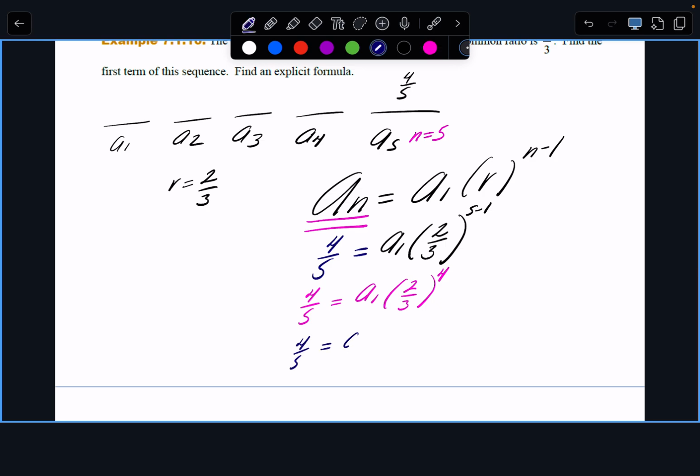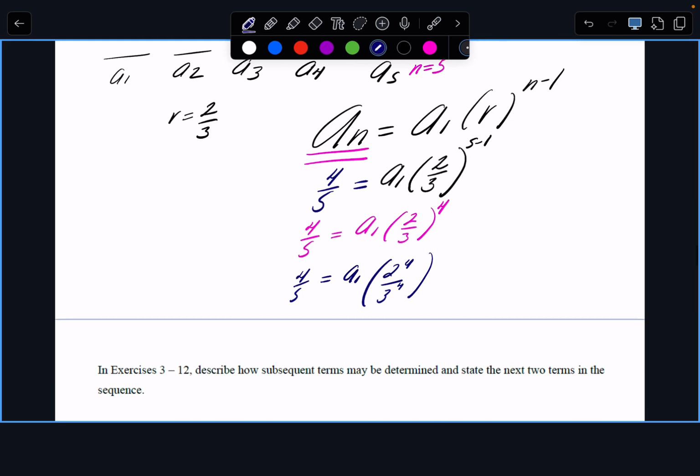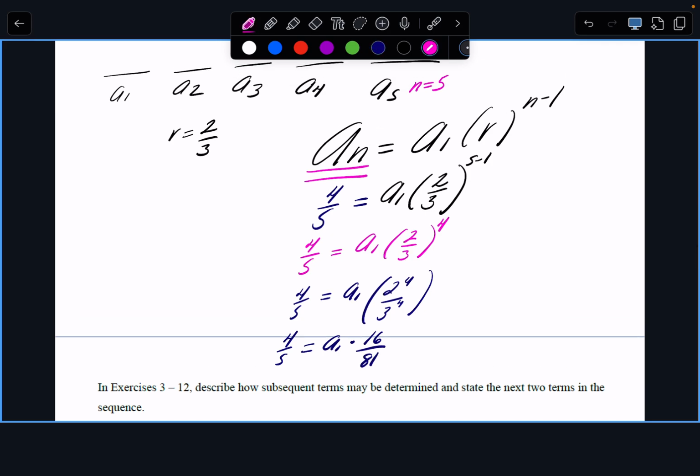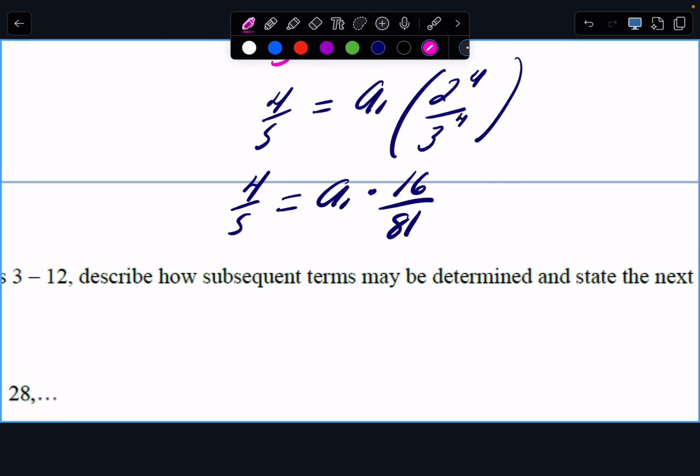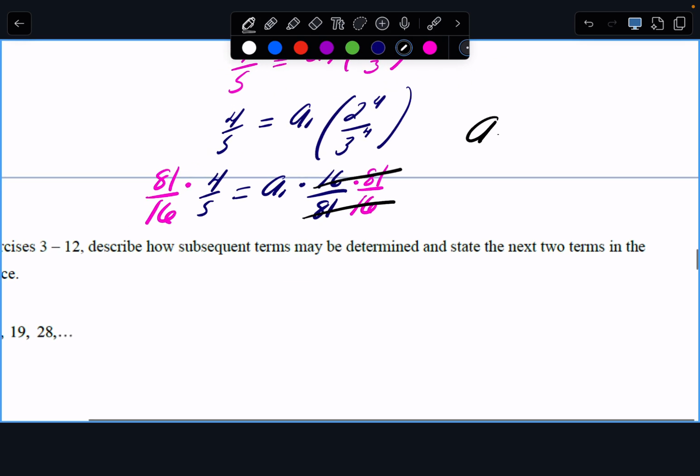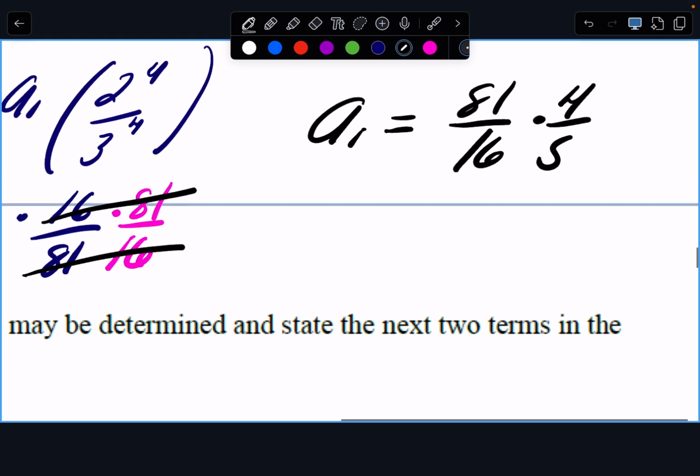So then we have 4/5 equals a sub 1 times 2 to the 4th divided by 3 to the 4th, don't we? So 4/5 equals a sub 1 times 16/81. Get a sub 1 alone now. Let's do it the easy way. Let's just multiply by 81/16 on both sides. Isn't that the easy way? Oh, yeah. That's a quicker way. So now we would have a sub 1 is equal to 81/16 times 4/5.